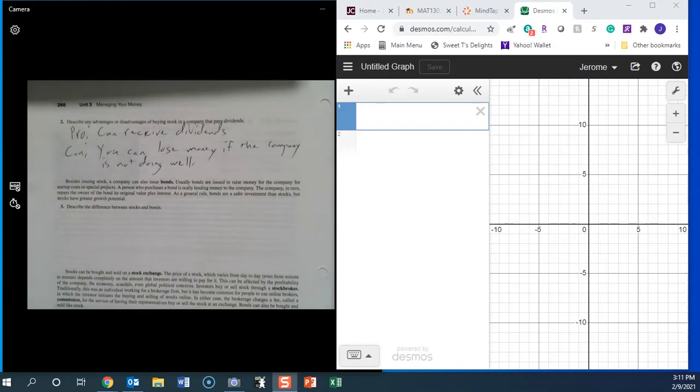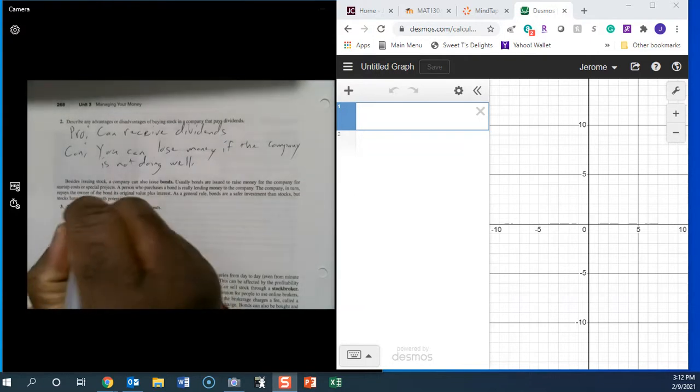Okay, now we go down a little further here. It says, besides issuing stock, a company can also issue bonds. Usually, bonds are issued to raise money for the company for startup costs or special projects. A person who purchases a bond is really lending money to the company. The company, in turn, repays the owner of the bond its original value plus interest. As a general rule, bonds are a safer investment than stocks, but stocks have greater growth potential. Describe the difference between stocks and bonds.